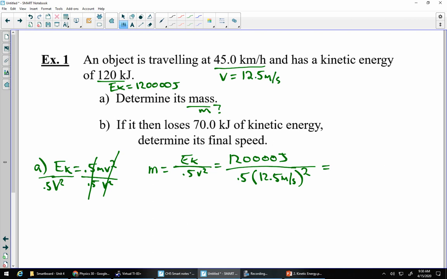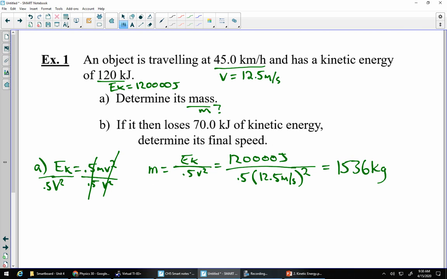So I got 1,536 kilograms. It's a pretty big object, but that being said, maybe it's a car, right? And that's sort of a truck, and that works out a-okay. If you didn't get 1,536, you know what a really common mistake is for this? Just forgetting to square or square root. We're not really square rooting in this case, but forgetting to square.